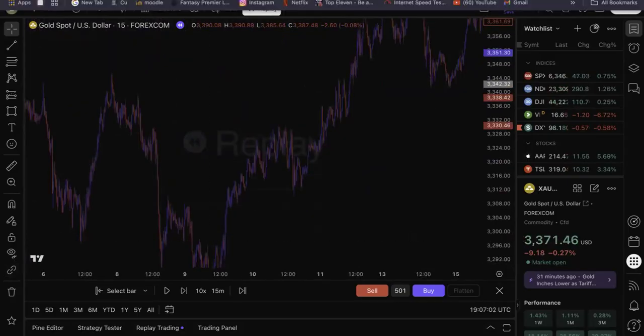So I don't know if there were any questions. That's simply how liquidity works and how to buy on liquidity. I don't know if there are any questions.